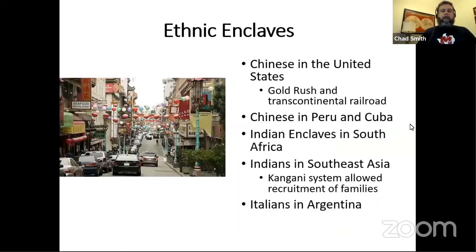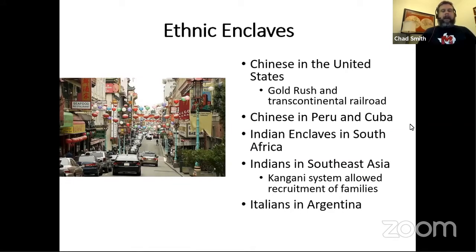There are lots of examples of ethnic enclaves throughout the world. You can see in this picture the largest example of a Chinese enclave, which is found in San Francisco, California. As a result of gold mining, many Chinese people migrated to the United States and not only stayed in California in order to participate in the gold rush, but traveled in order to help, because they were a major source of labor for the Transcontinental Railroad.